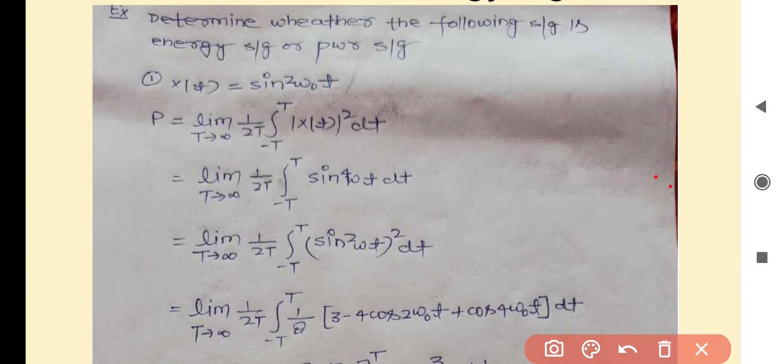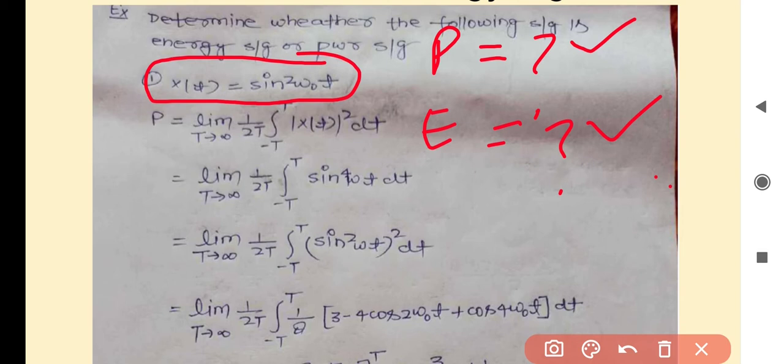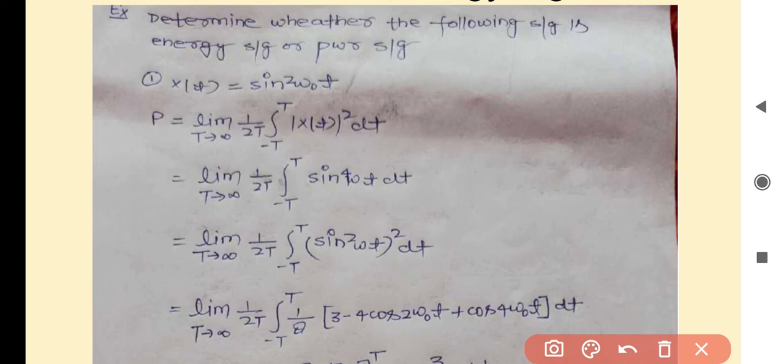The trick is what we will calculate first. To identify whether the given signal is an energy signal or a power signal, we have to calculate two things, the power and the energy of the signal. Which will I calculate first, power or energy? Earlier I told you that because the duration is not given here, I have to consider this signal from minus infinite to plus infinite.